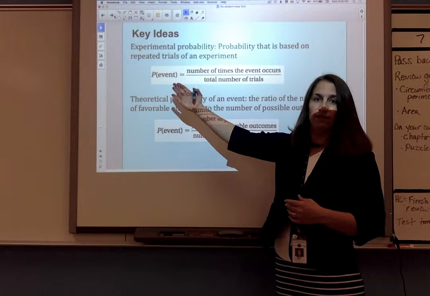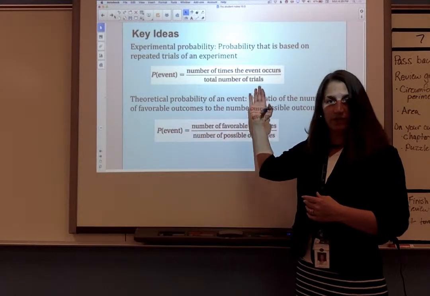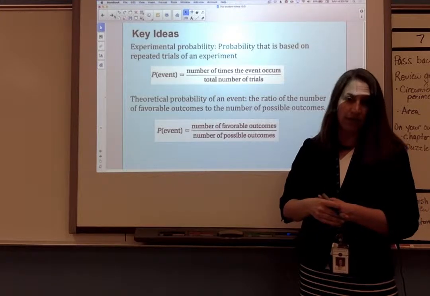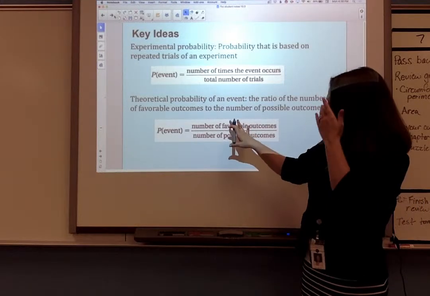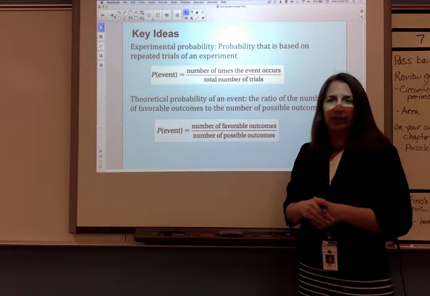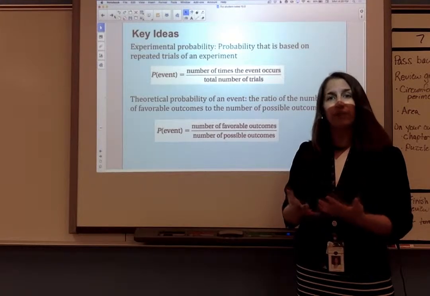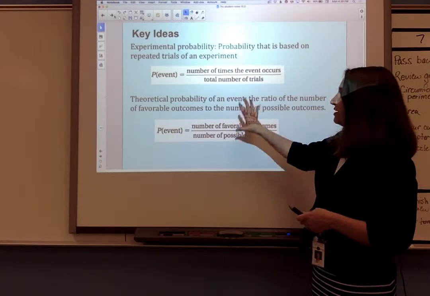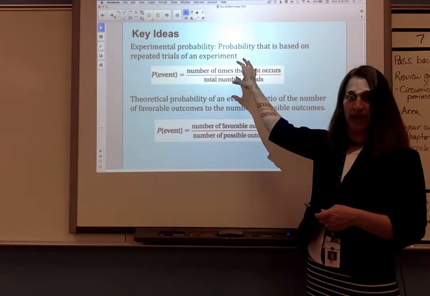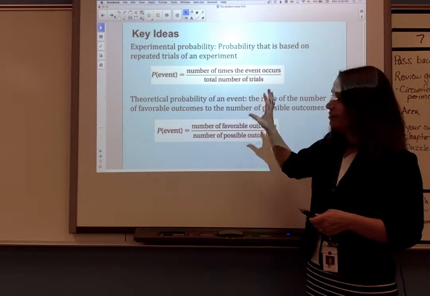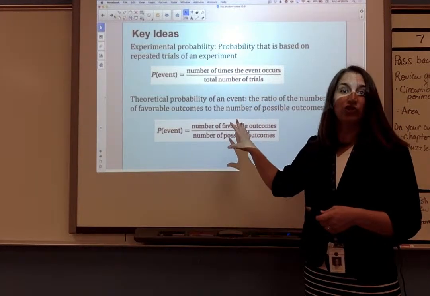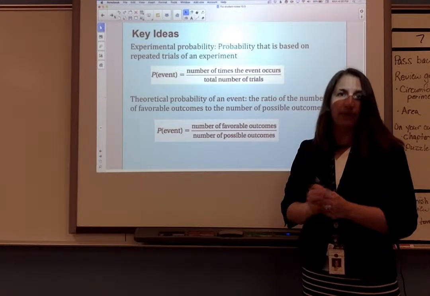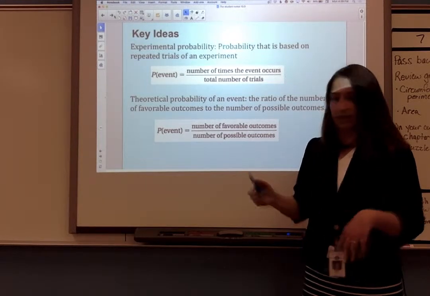The probability that an event will occur is the number of times that the event happened out of the number of trials that you did. On the other hand, a theoretical probability is the ratio of the number of favorable outcomes to the number of possible outcomes. So the only difference here is this is what actually happened. This is based on our experiment. And this is based on what we think should happen, in theory, theoretically, as far as our probability.